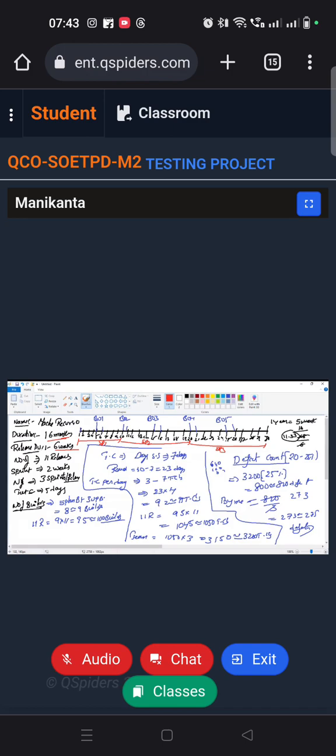Below test case, what have you written in the middle section? Test case, test case, test case. This one, huh? Remaining. Komal, it is remaining. Yesterday you were absent, huh?